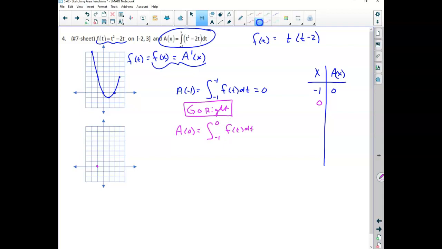pick. Oh, what did you not put in there, Kruger? You didn't put your area accumulator line in there at negative 1. There he is. Okay, woo. There's my area accumulator line.